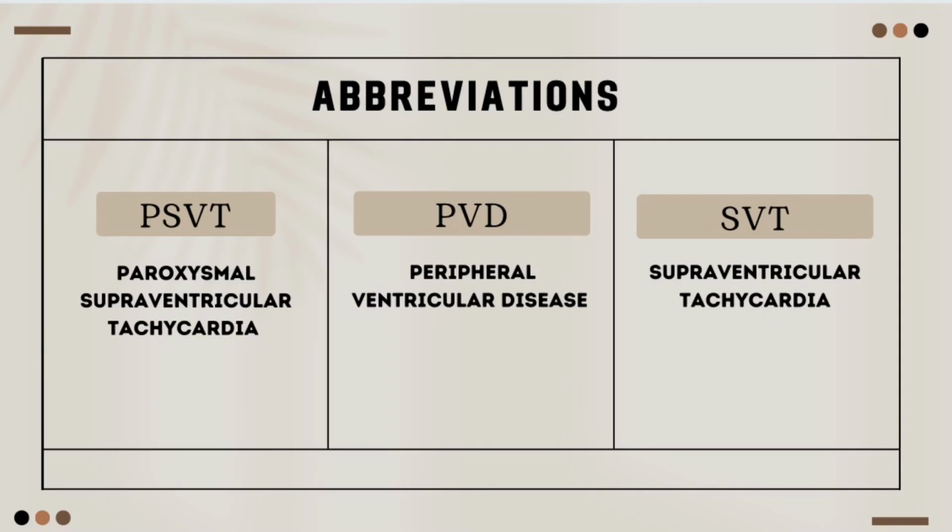PVD, or peripheral vascular disease, is a systemic disorder that involves the narrowing of peripheral blood vessels. This happens as a result of arteriosclerosis or a buildup of plaque and can happen with veins or arteries. SVT, or supraventricular tachycardia, is a condition where your heart suddenly beats much faster than normal.